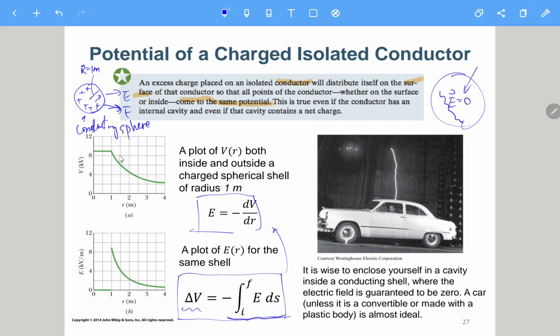Okay, and then it will decrease, because the expression of E will be like K times Q over R squared, something like this. So you can see this part is proportional to 1 over r squared.